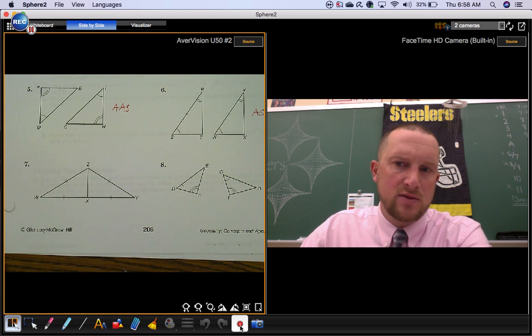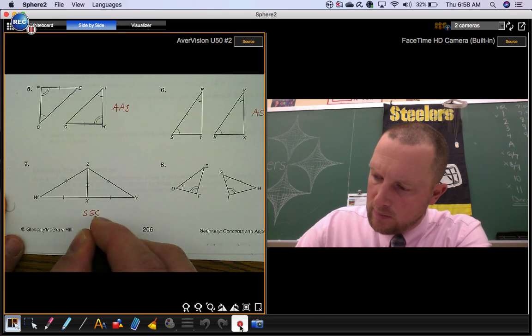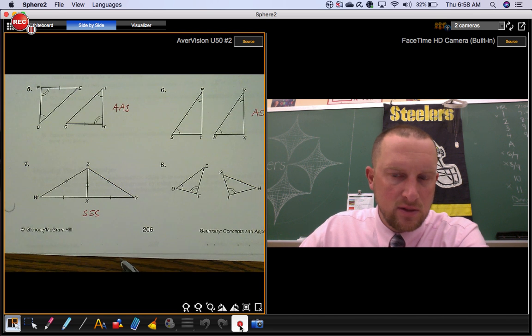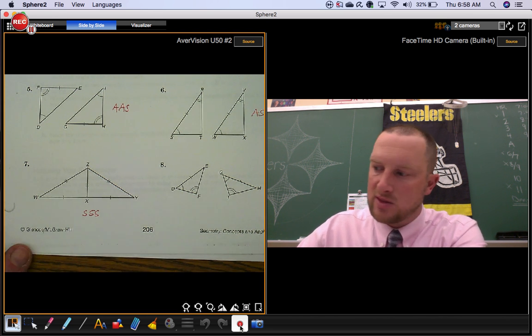Number seven, three pairs of congruent sides. That's the easiest congruence shortcut. When you have those pairs of parts, those two triangles have to be the same size and shape.